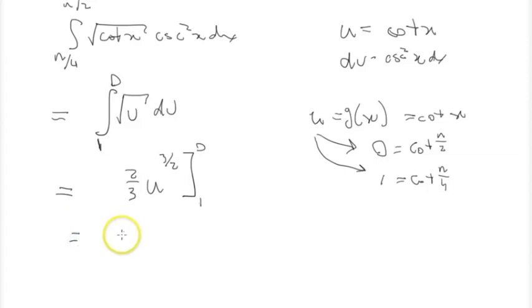So we will make that equal to 0 minus, and then plug in 1 for u, so that would just be 2/3, and then that'll just end up being negative 2/3.